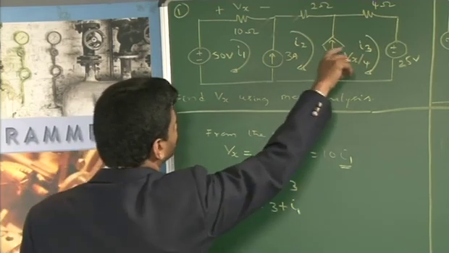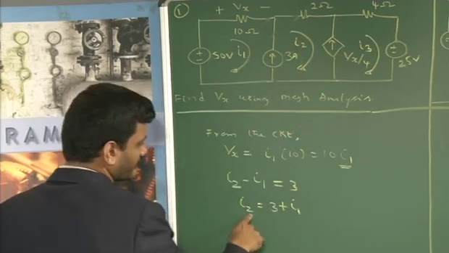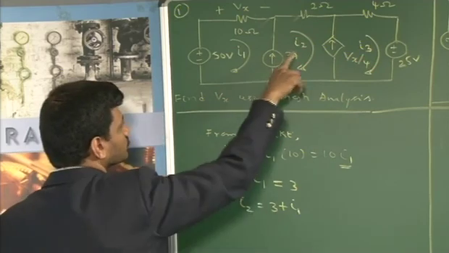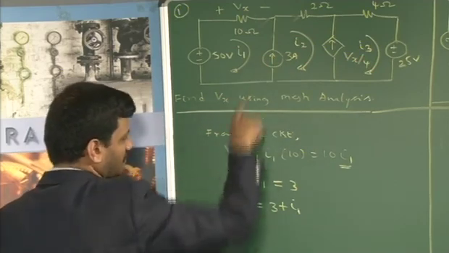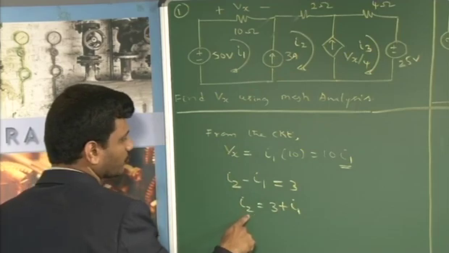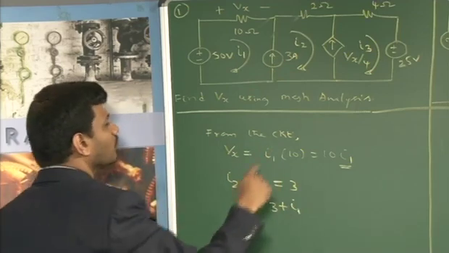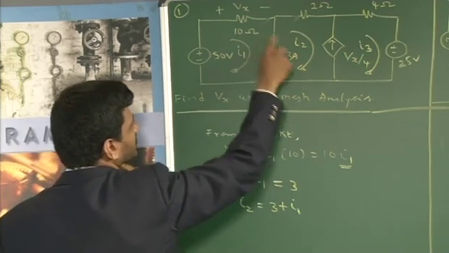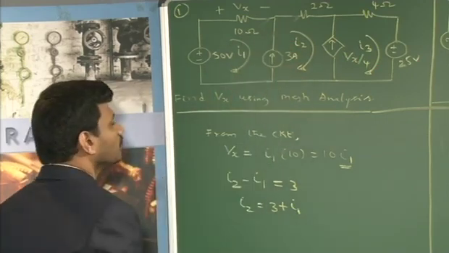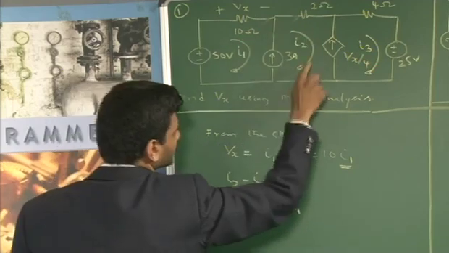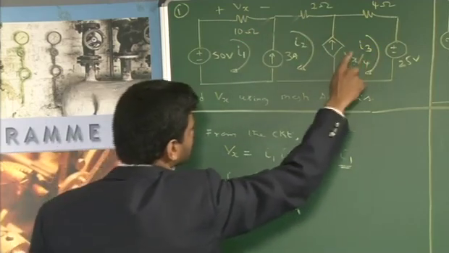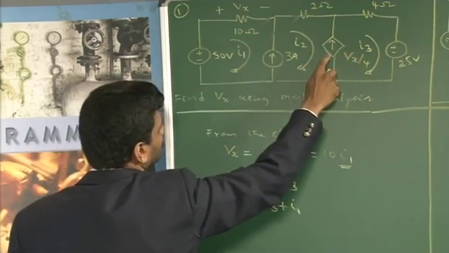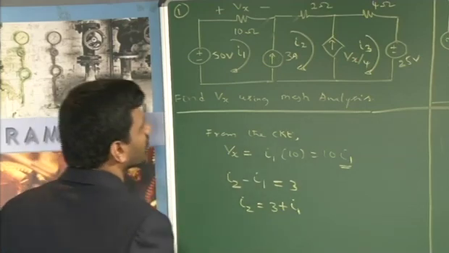Now, after the identification of the current source appearing in common to two meshes, and after writing the constraint equation which gave us I2 equal to 3 plus I1, what we can do is club these two meshes and call it a super mesh. But what we also observe is that this particular super mesh and this particular mesh share this current source as a common source appearing between them.